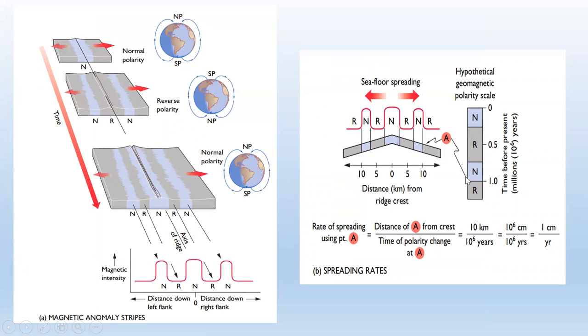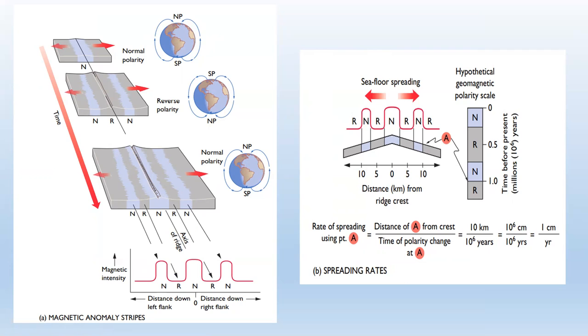Now here is a point A. How can we calculate the rate of spreading of that position A? From the mid-oceanic ridge, they are moving apart from each other. But we know that they are moving apart from each other, but how to calculate the rate? So for this calculation, we have to know the distance of A from the crest. This is the crest, and we have to know the distance simply. So here it is 10 kilometers. Then the time of polarity change. It is 10 to the power 6 years here. So now we can say that it is 1 centimeter per year, the rate of spreading at the point A. Similarly, we can also tell the rate of spreading of any points.